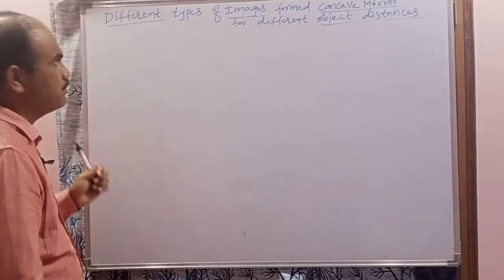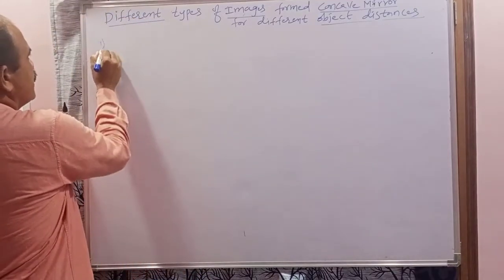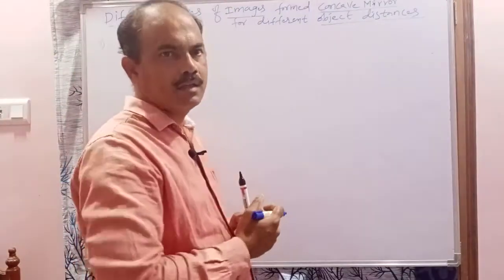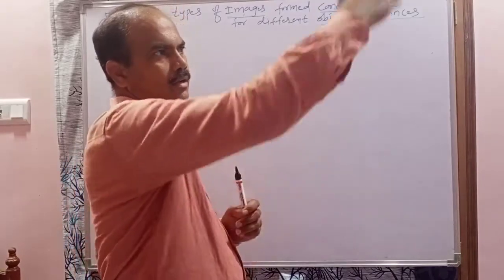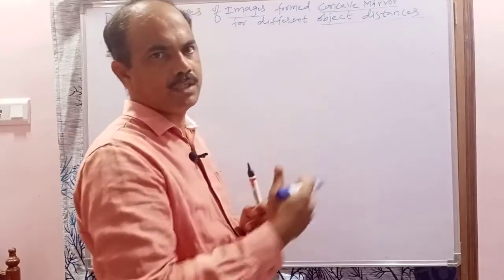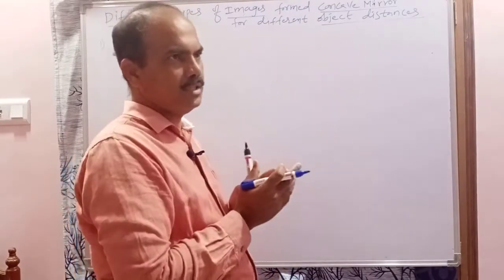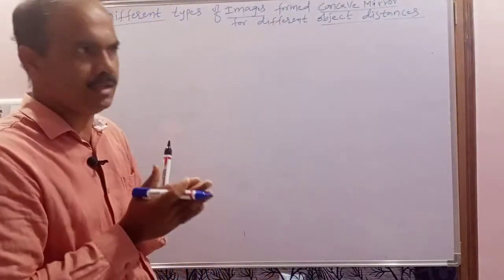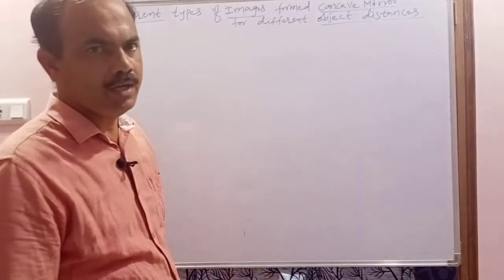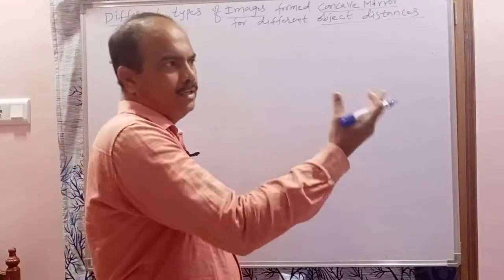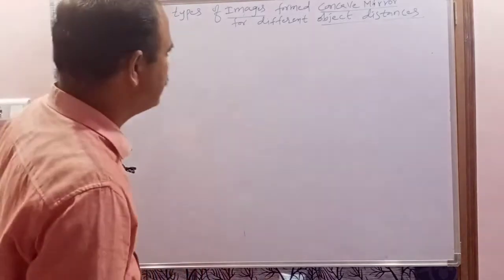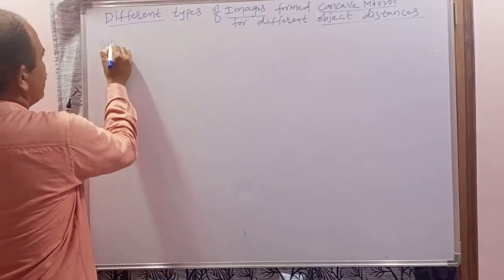Now, first one. When the object is at infinity, for example, if we take the sun or any object which is far away from us, that can be treated as an infinity object. From the infinity object, the rays coming are parallel to each other. That's why that light is called the parallel beam of light. When they are incident on the concave mirror, which type of image is formed, we are now learning. First one, when the object is at infinity.